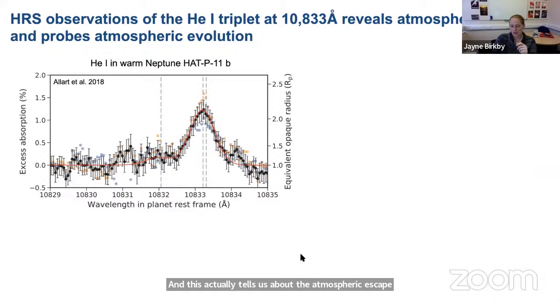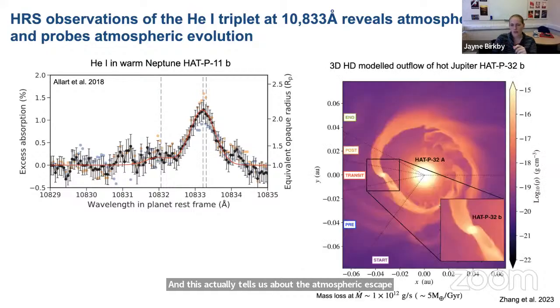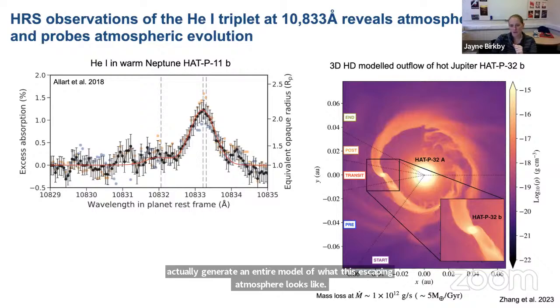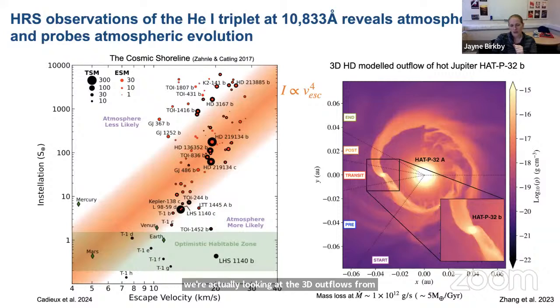People have used this line to have a look at what's going on in atmospheres, and for HAT-P-32b, even actually generate an entire model of what this escaping atmosphere looks like. We're actually looking at the 3D outflows from the hot Jupiter. And ultimately, this is going to help us understand how to interpret what we call the cosmic shoreline, by seeing whether or not the atmospheres are escaping or not.